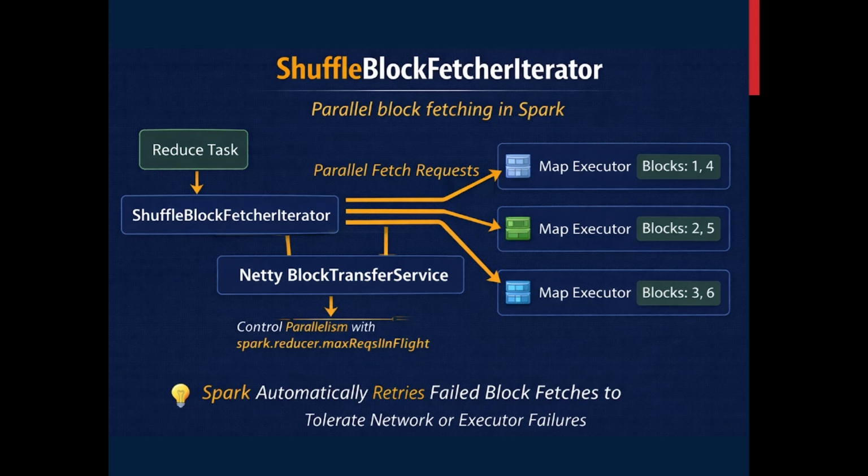Instead of sending random requests, Spark organizes everything. It groups blocks by executor, fetches them in parallel, and streams data as it arrives. You can think of it as a traffic controller, making sure thousands of requests don't collide.